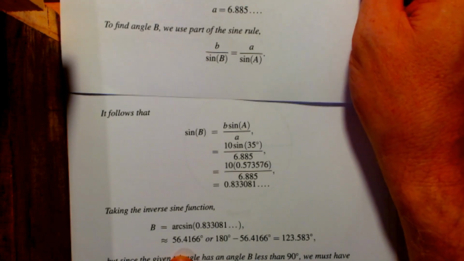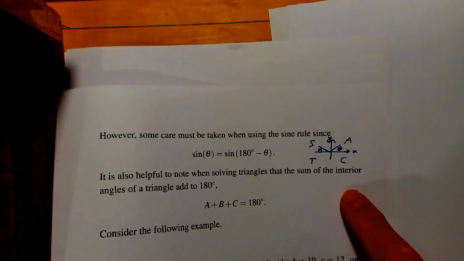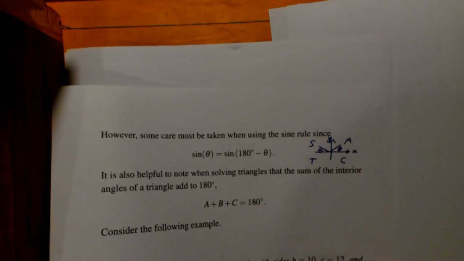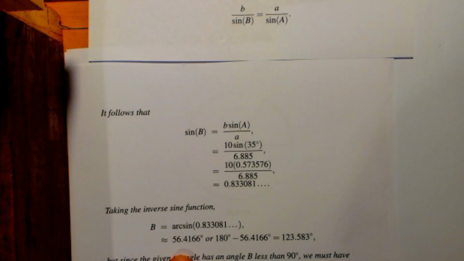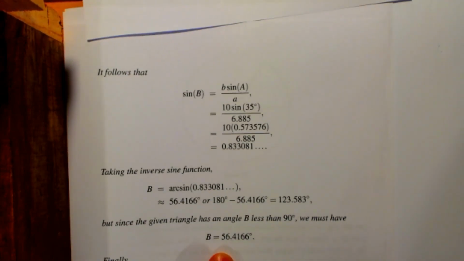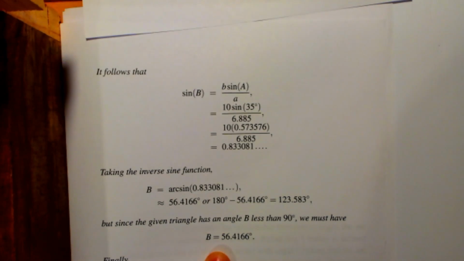So we get two answers for that, right, because of this diagram here. Sine is positive in the first and the second quadrant. So we've got 56.4 degrees or 180 minus that, which is 123.58 degrees. But since the given triangle has angle B, it must be less than 90 degrees because A plus B plus C is 180 degrees. So we have to have that this angle is 56.4166 degrees, not 123.583 degrees.